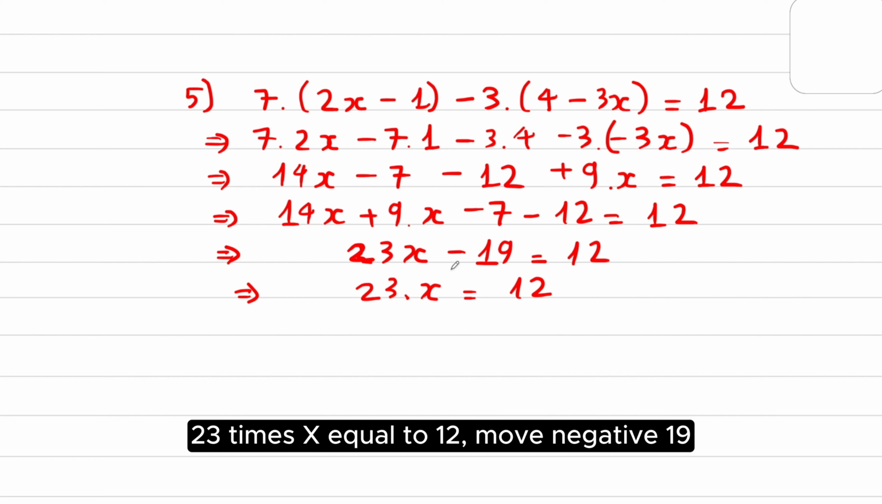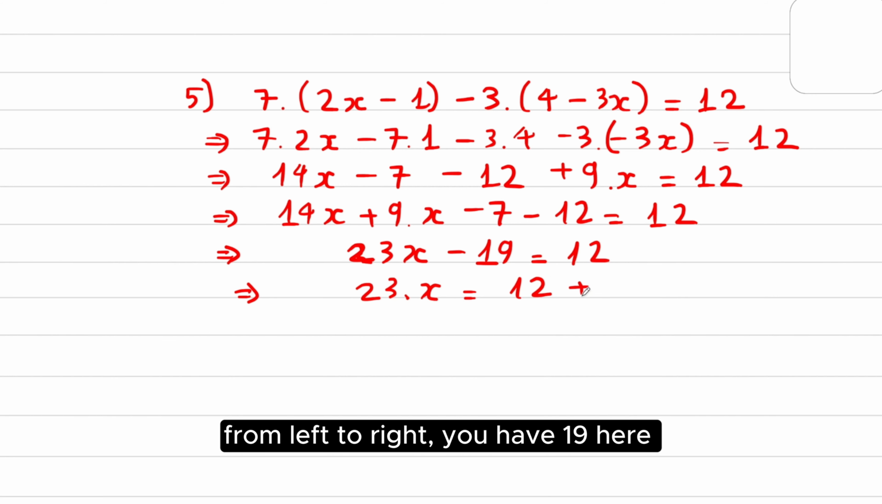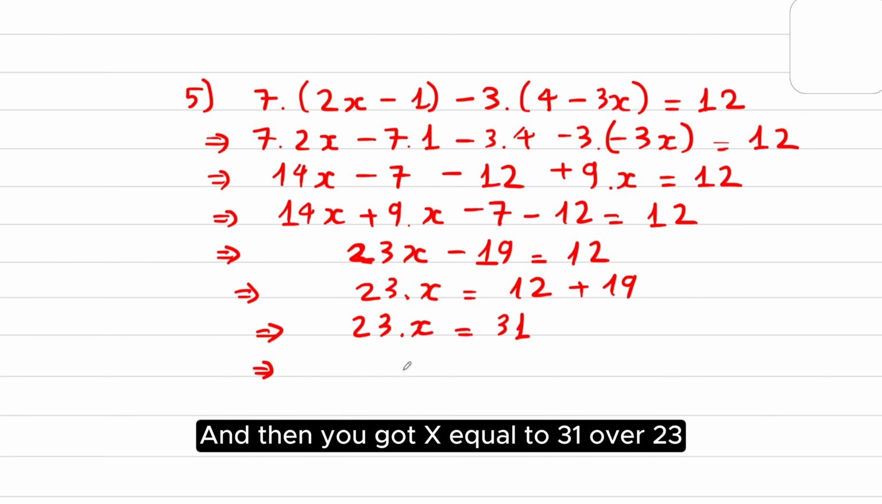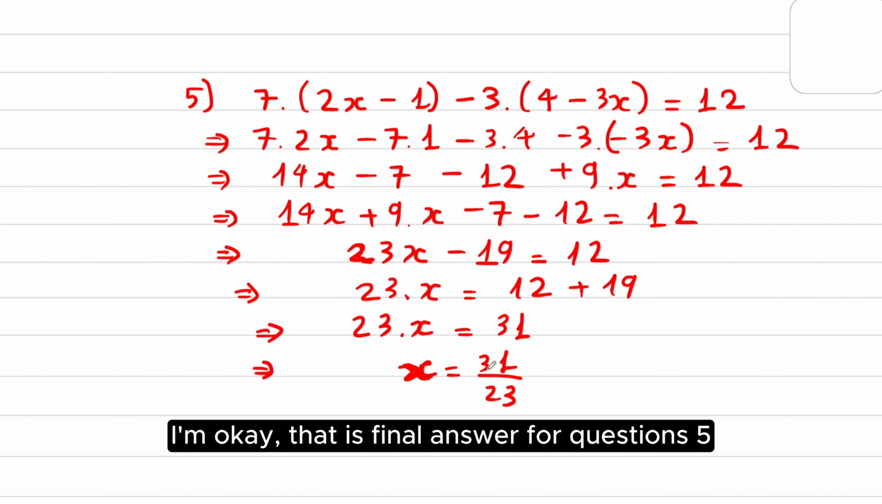Move negative 19 from left to right, you have 19 here. 23 times x, 31, and then you get x equal to 31 over 23. Yeah, okay. That is the final answer for question 5. Yeah, of course, this is not too easy and this is so long.